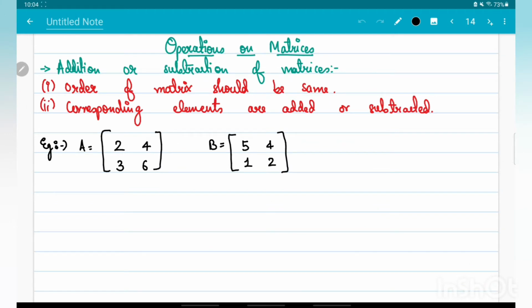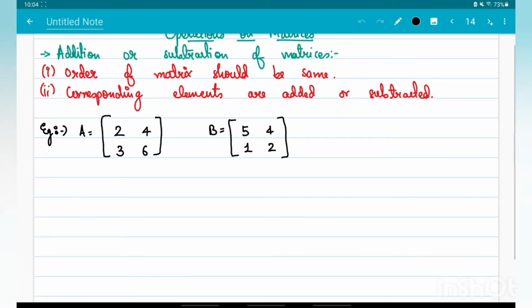So first let us see how to do the addition or subtraction of matrices. Now in order to do the addition or subtraction of matrices, two things are important to be known. First thing is that the order of the matrices should be same. And the second thing is that whenever we add or subtract two matrices, we always do it with the corresponding elements of both the matrices.